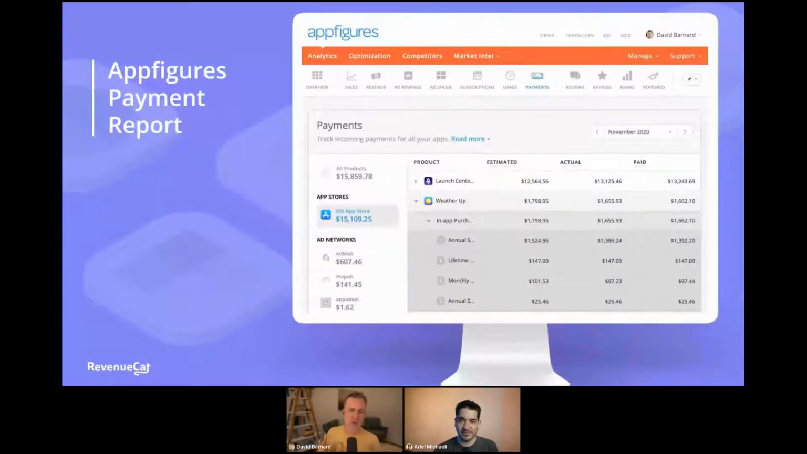But the actual hard financial data that you need to do accounting, again, the payment report, Ariel actually didn't say specifically, but it generally comes out either the day of or the day after payment.